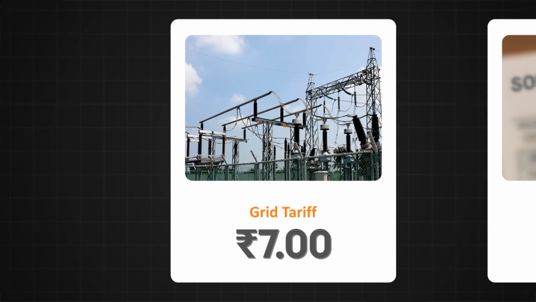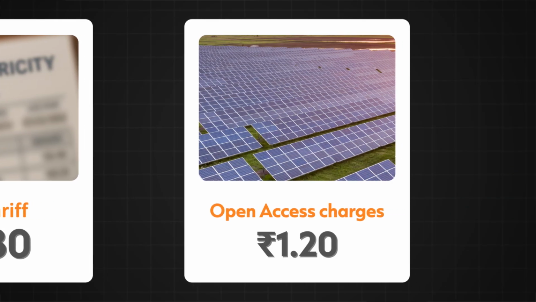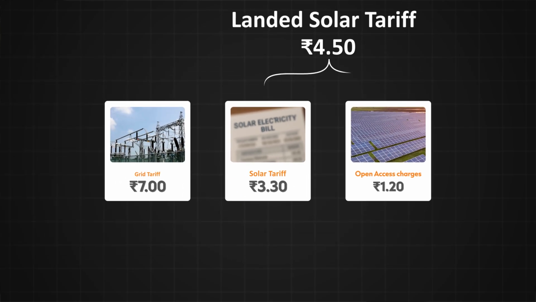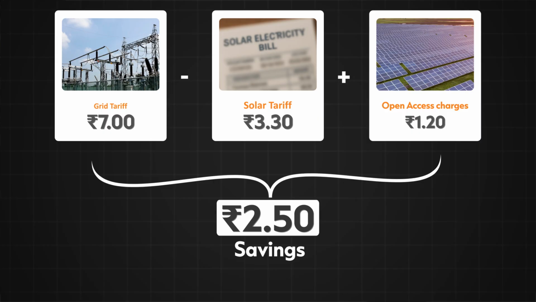Assume the variable grid tariff is 7 rupees. In a fixed tariff structure, you have negotiated a tariff of 3.3 rupees. Open access charges are, let's say, 1.2 rupees. So the landed cost is 4.5. The savings in a fixed tariff option is roughly around 2.5 rupees.